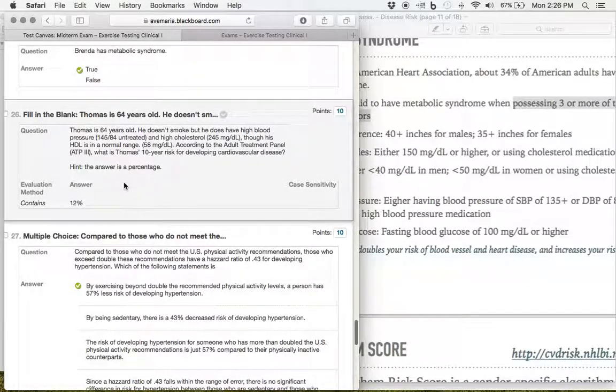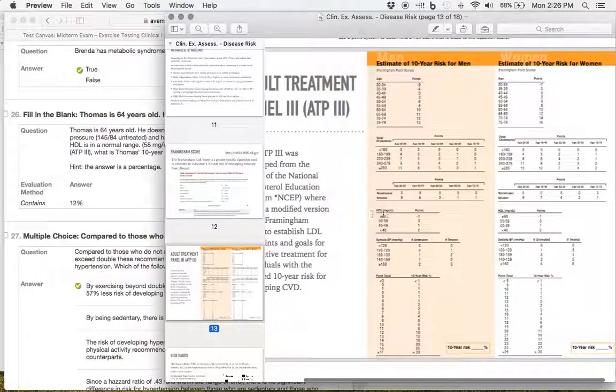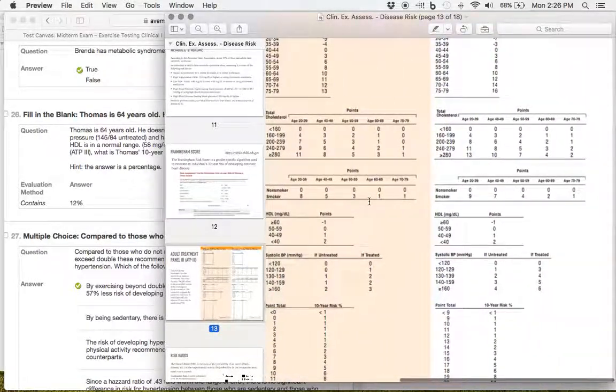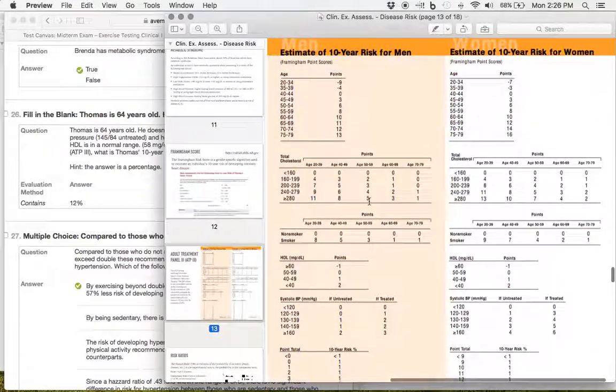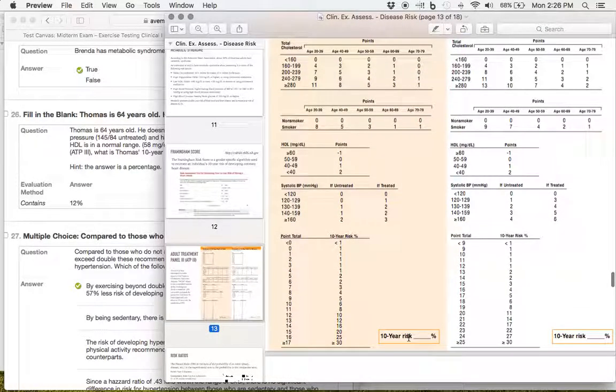All right, last one in this part. Let's talk about Thomas. He's 64 years old. He doesn't smoke, but he has high blood pressure and high cholesterol, but his HDL is in a normal range. According to the Adult Treatment Panel, ATP3, what is Thomas's 10-year risk for developing cardiovascular disease? Answer is in a percentage. Okay, well, that means we have to consult this table, or chart. So Thomas is a man, so let's stay in this orange area. We know our end point is going to be a percentage. It said so in the prompt.